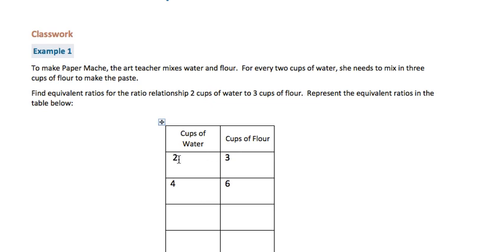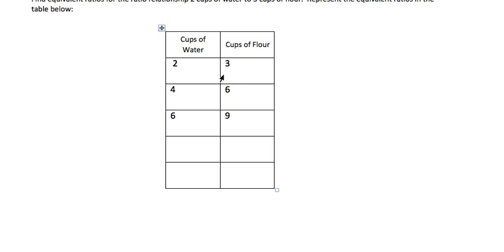So for example, if I tripled the amount of water, that means I multiply it times 3. 2 times 3 would be 6. And then we also have to multiply the cups of flour by 3, which would mean 9 cups of flour. Let's try multiplying the original amounts by 4. If we multiply the original cups of water by 4, we would get 8. And then if we multiply 3 times 4, it would be 12 cups of flour.